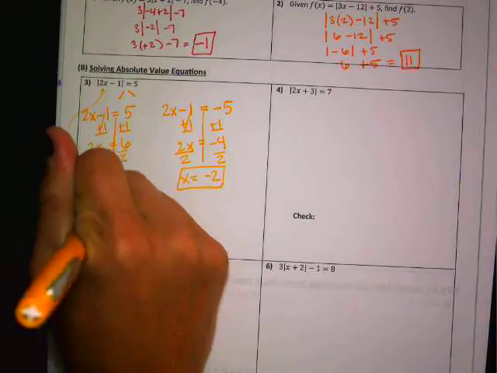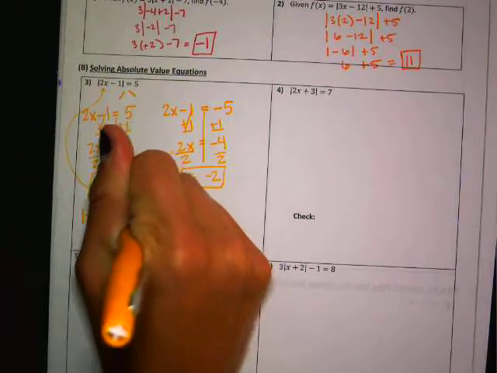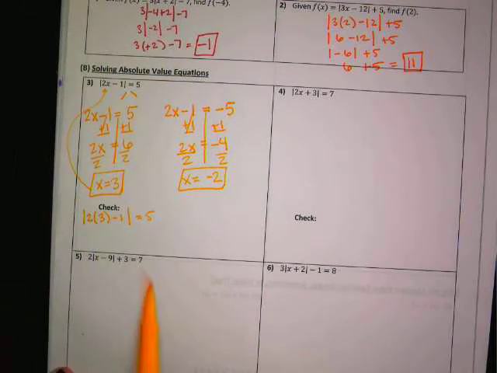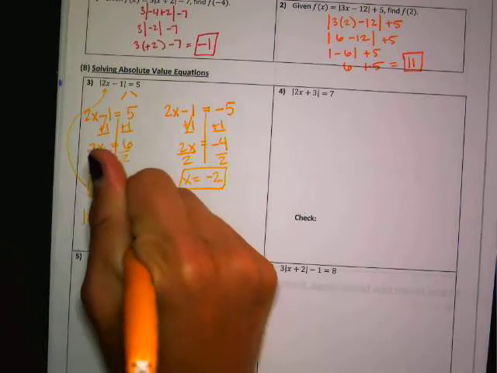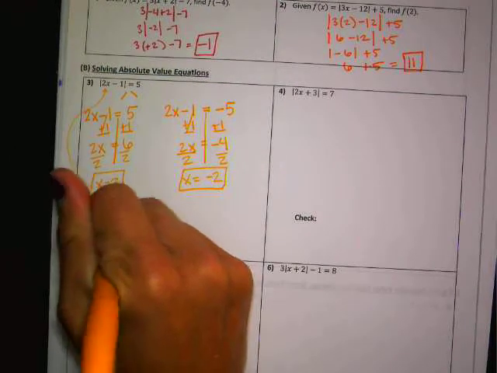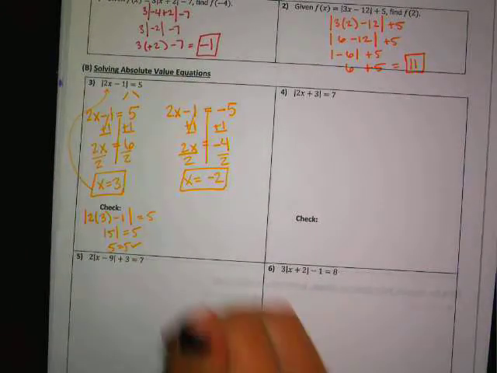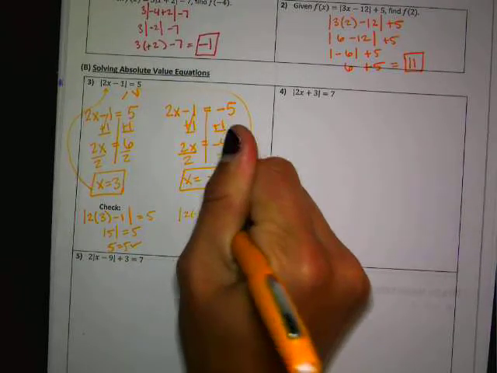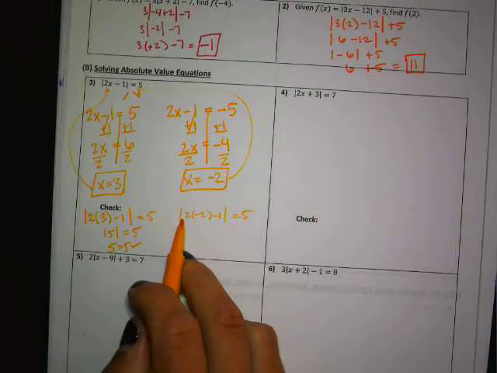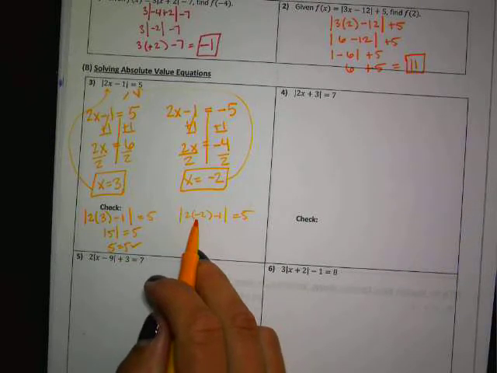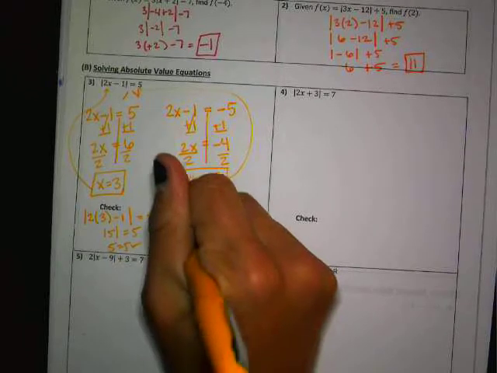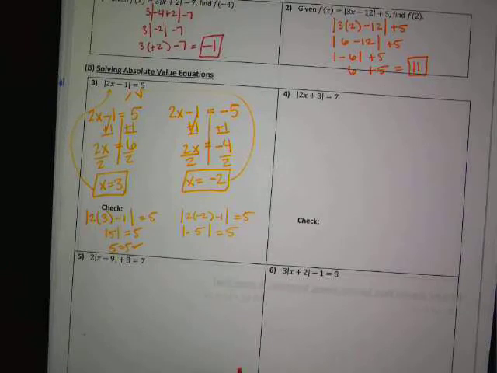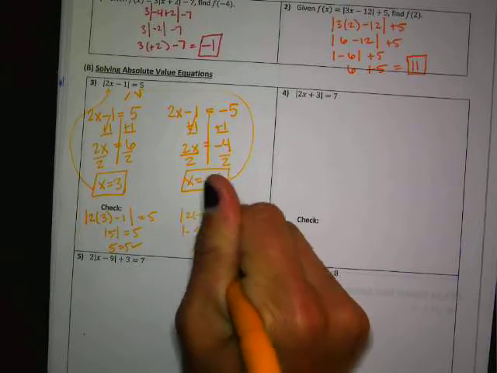So 2 times 3 minus 1 equals 5. What is 2 times 3? 6. Minus 1? 5. What is the absolute value of 5? 5. So that one works. Now I'm going to plug in negative 2. 2 times negative 2 minus 1 is 5. What is 2 times negative 2? Negative 4. What's negative 4 minus 1? Negative 5. What is the absolute value of negative 5? 5. So 5 equals 5, so that one works as well.